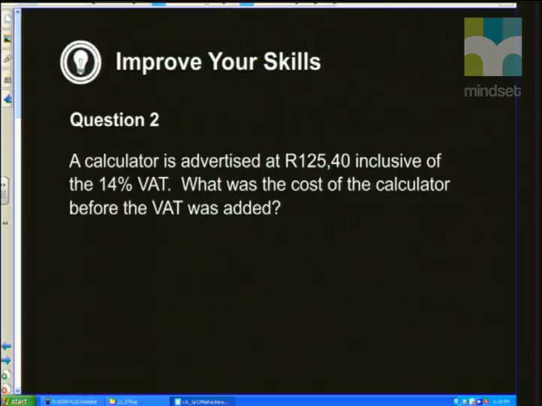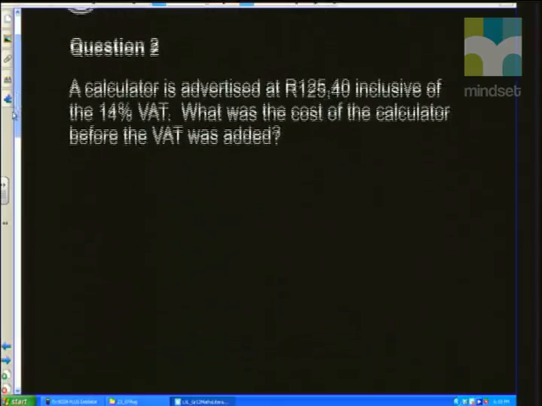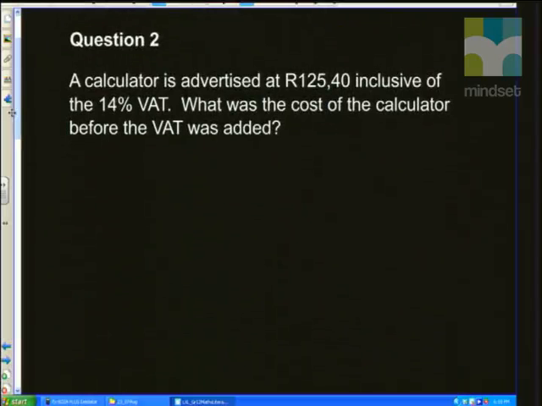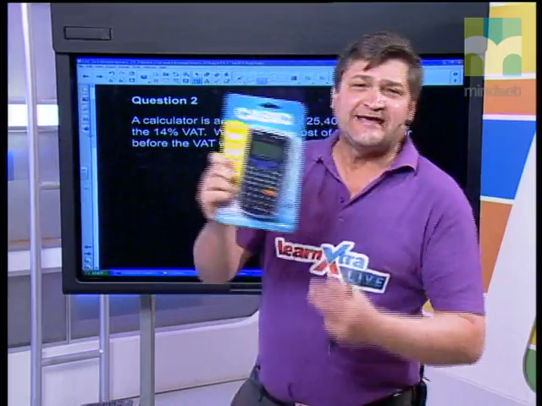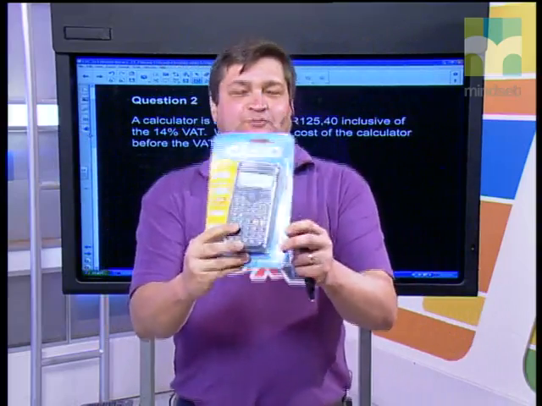A calculator is advertised at 125 Rand 40, inclusive of the 14% VAT. What was the cost of the calculator before the VAT was added? Okay, so we've got a Casio calculator here, absolutely wonderful thing.